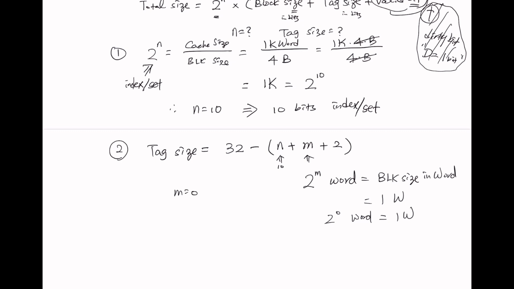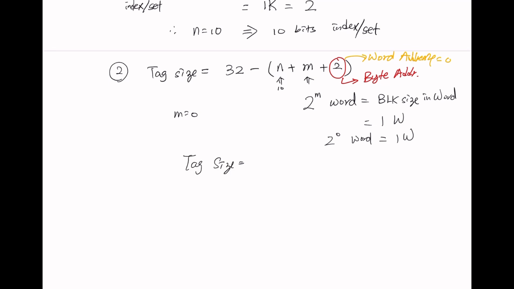Now, what about these two? This is the byte address. So that in a given word, we have 4 bytes. Therefore, we need to designate 2 bits for the byte addressing. If we say word addressing, then this is going to be 0. Now the tag size then, 32 minus n equals 10, m equals 0, and 2. So 32 minus 12, which is 20.